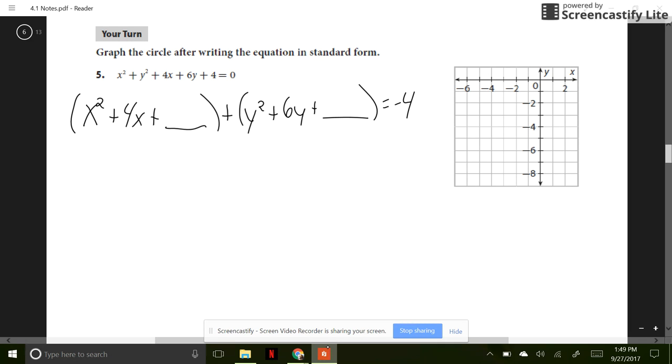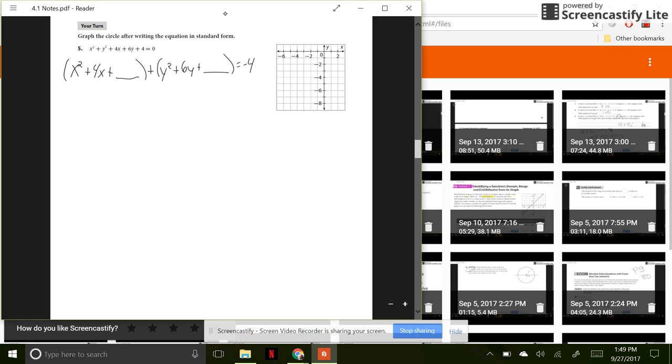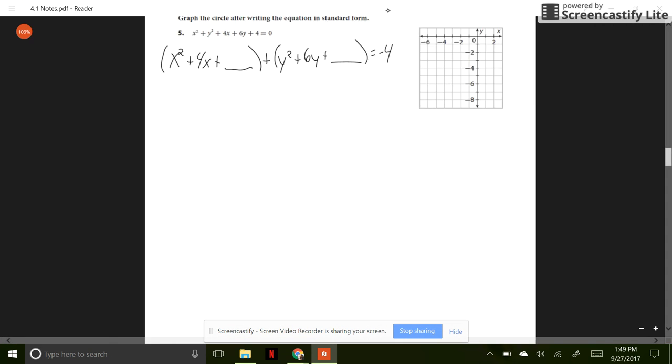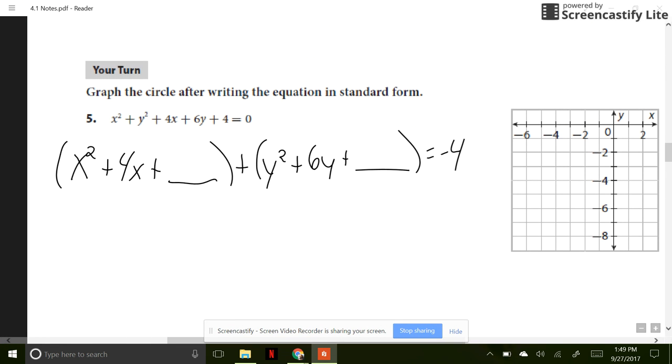So when we complete the square on our x's, our b is 4. So we'll get our b over 2, 4 over 2, which is 2. 2 squared becomes 4. So that's what we add to both sides there. With our y's, our b is 6. So when we take our b over 2, that's 6 over 2, which is 3. 3 squared is 9. So that's what we add to both sides there.